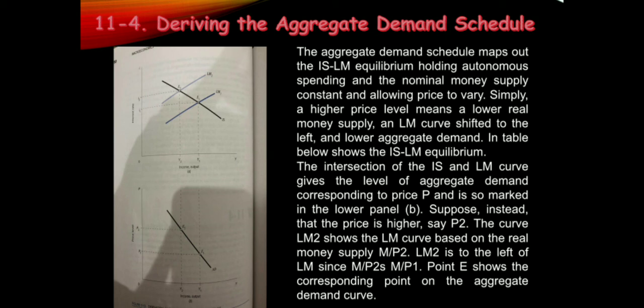Panel B. Suppose instead that the price is higher, say P2. The curve LM2 shows the LM curve based on the real money supply M/P2. LM2 is to the left of LM since M/P2 is less than M/P1. Point E2 shows the corresponding point on the aggregate demand curve.